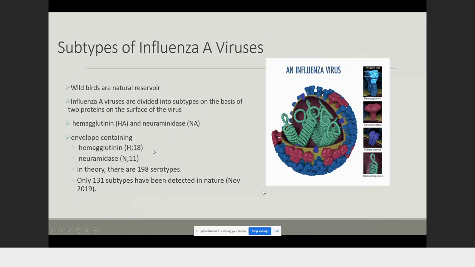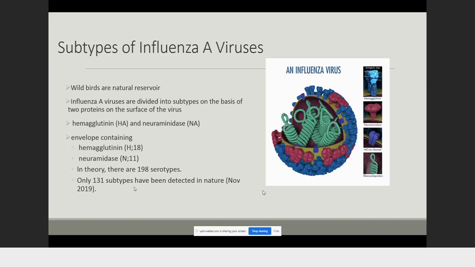Okay. Until 2009 and now 2020, there are 18 subtypes of hemagglutinin and 11 subtypes of neuraminidase. These numbers are changing in class. If I'm not mistaken, 2 years ago when I taught this topic, the H proteins were only 16, whereas N was only 9. But recently, they have found another 2 subtypes in the bats, subtypes H17 and H18, as well as neuraminidase 10 and 11.